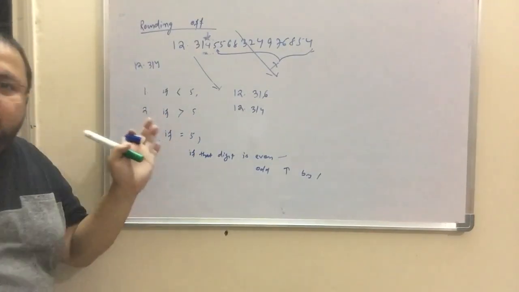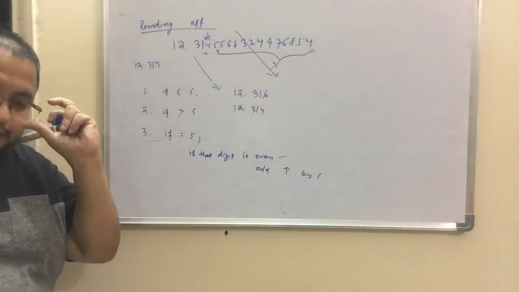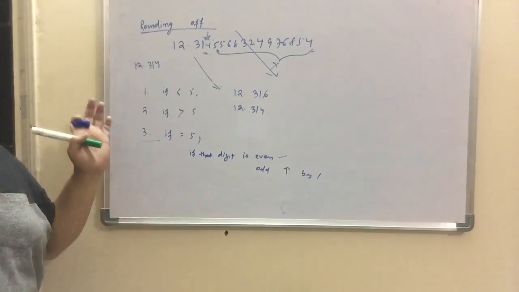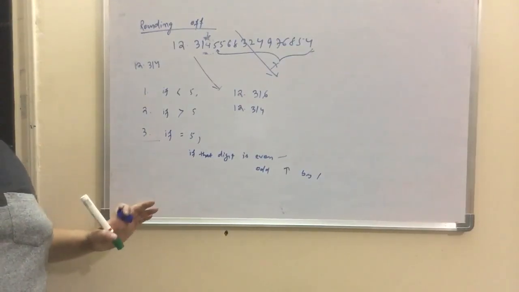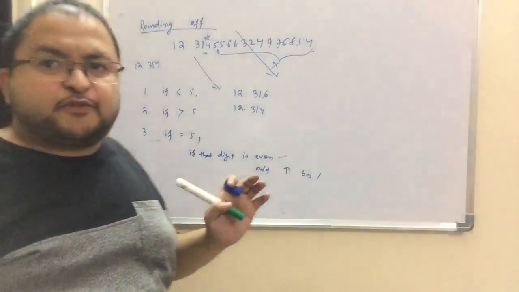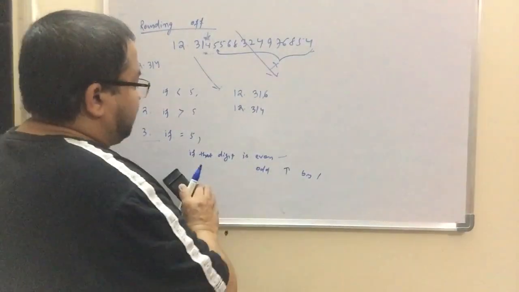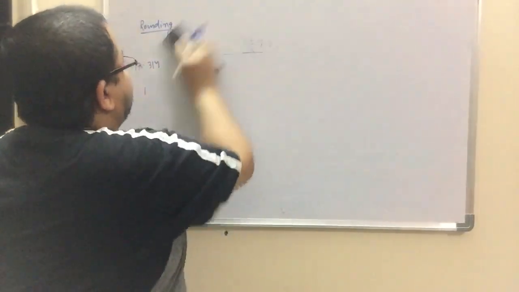Okay, so these are the high level things which we should know about rounding off, and using these three simple rules, we can round off any digit which we want. Okay, now let's move on to the next part.